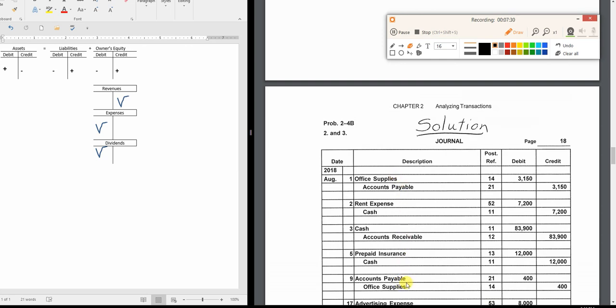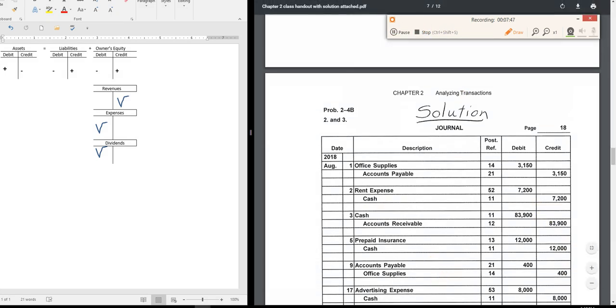Next one, I paid advertising expenses of $8,000. So ask yourself, what did I pay him with? I paid him with cash. So cash is an asset. It's going down. And I paid advertising, which is a cost of doing business, and costs of doing business are expenses. So I debit advertising expense and credit cash.